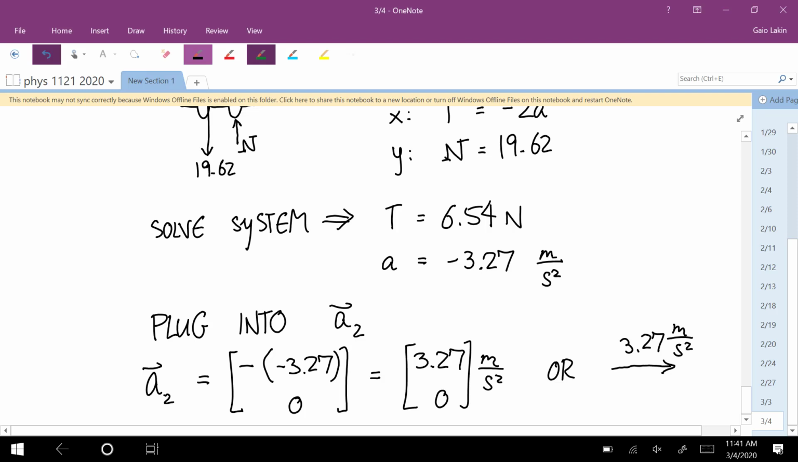Okay. So even though we made a different sort of default direction for this system, as long as the relationship between the two accelerations are right, the sign will work out on its own.